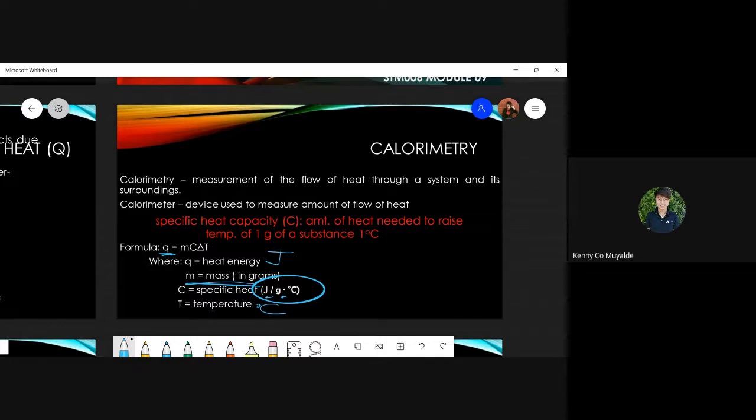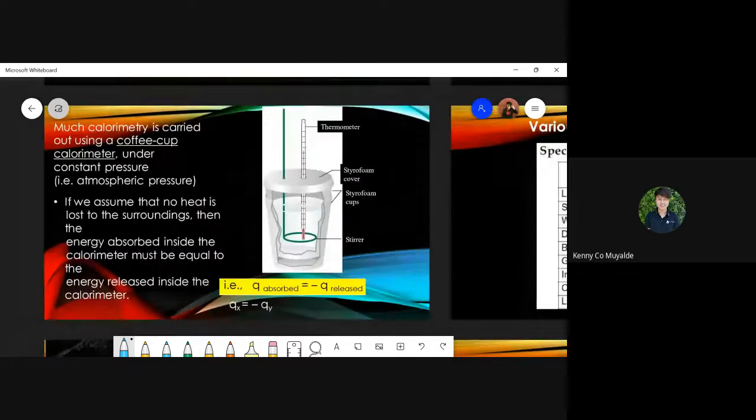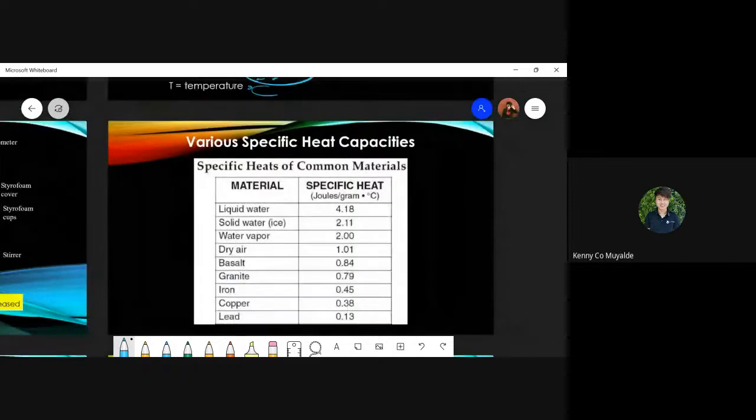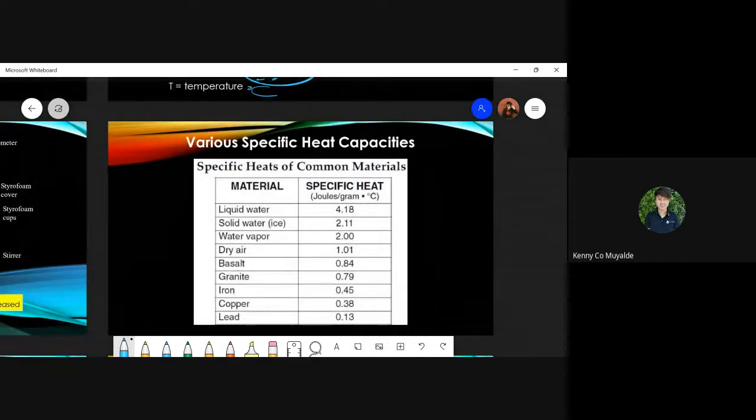So Q equals mc delta T, m is for mass in grams, C is for the specific heat of the substances. Meron tayong table para malaman yung kanilang specific heat. And then delta T means change in temperature. Hindi na natin sinama yan. So these are the different various specific heat capacities. Ito yung ating unit, di ba? Joules over gram degree Celsius.